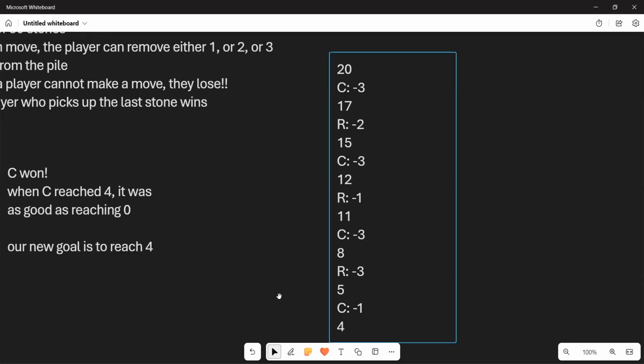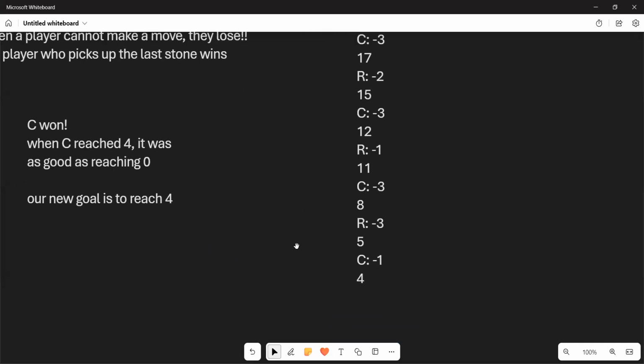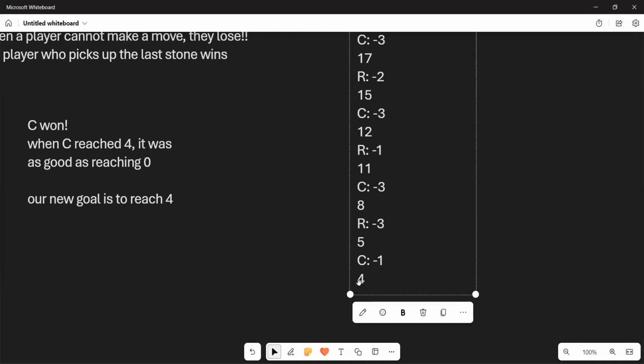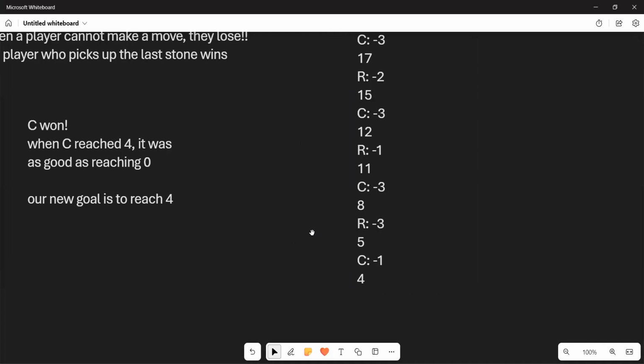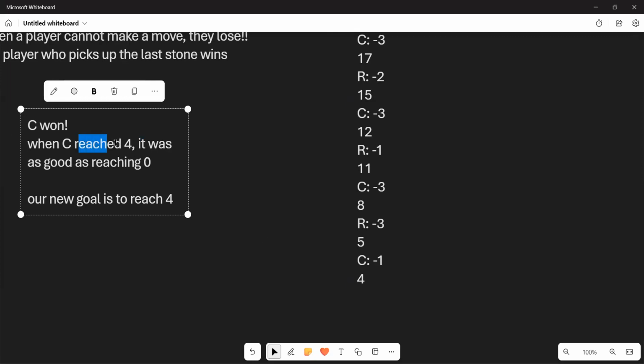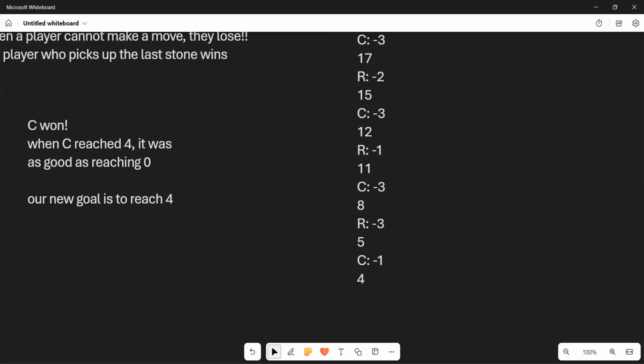So let me clarify here. What do I mean by reaching 4? It means that I remove something from the pile and there are 4 remaining. Oh, then I'll win, right? Yes. So let me clarify this. So what does this mean?